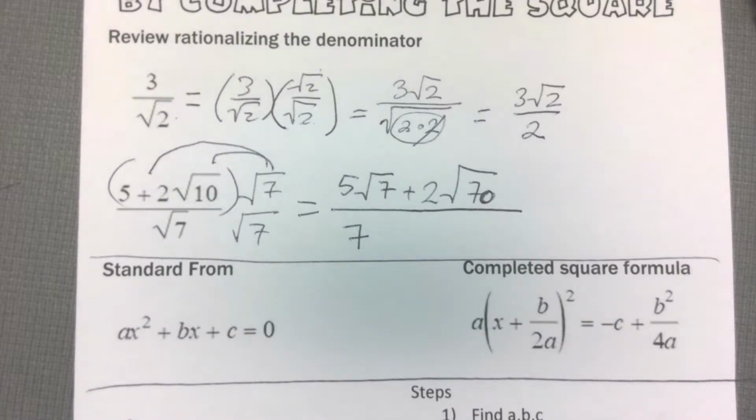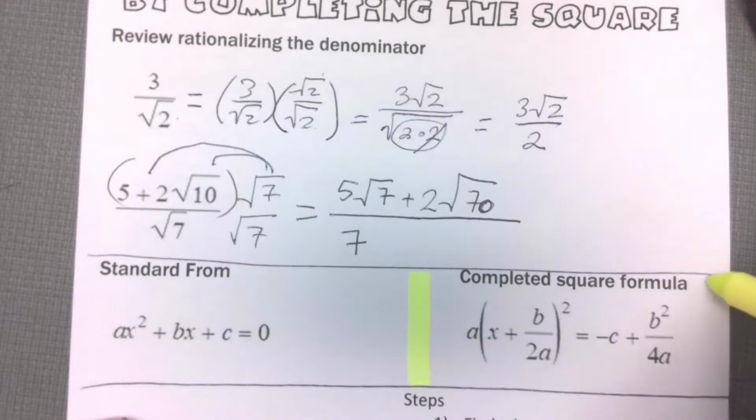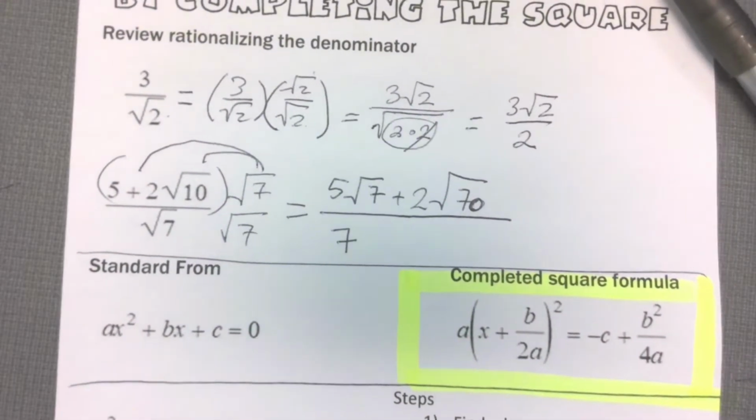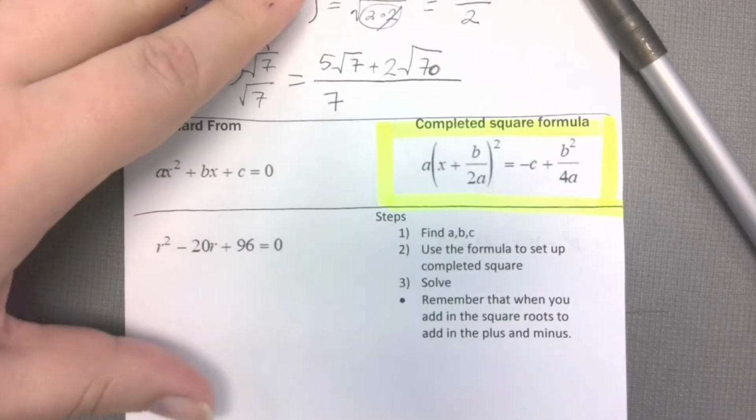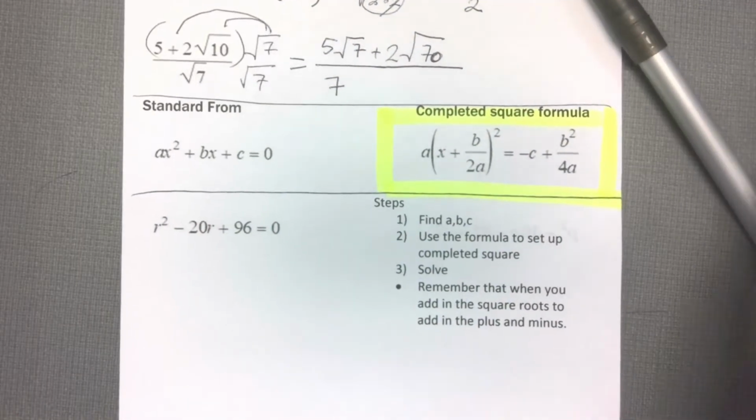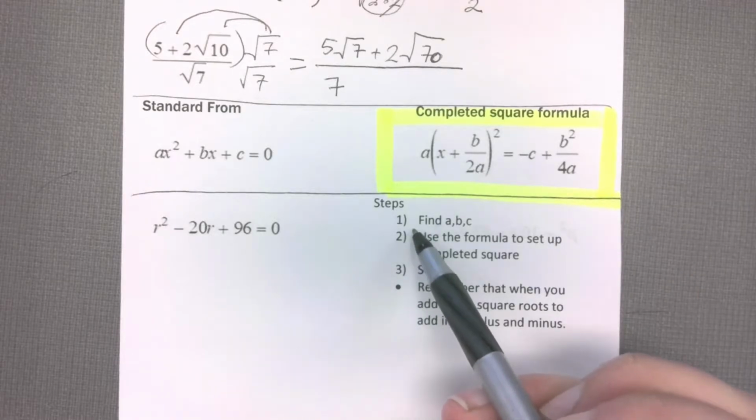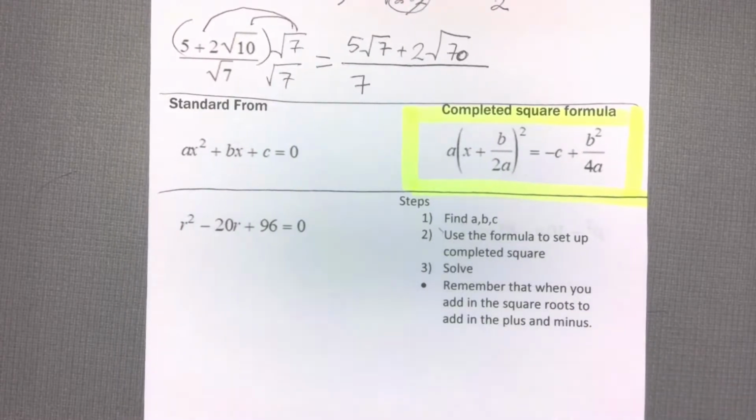Now, this is what you're going to be using over and over again. I have tried to teach this about 5 different ways, and this is the easiest way to get to the correct answer every time, okay? So this is just a completed square formula. I already wrote the steps out for you, but let's just make sure we know what they are. What's step 1?